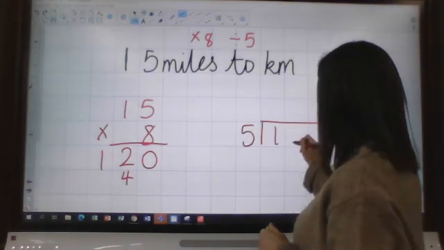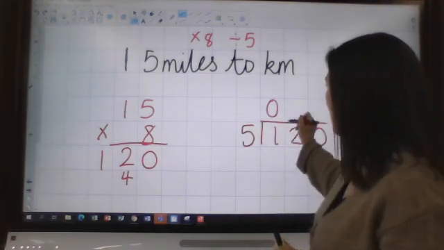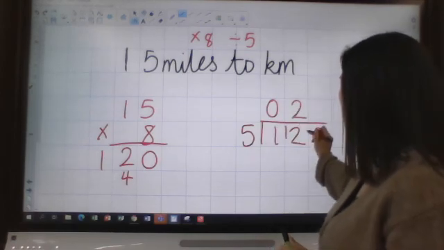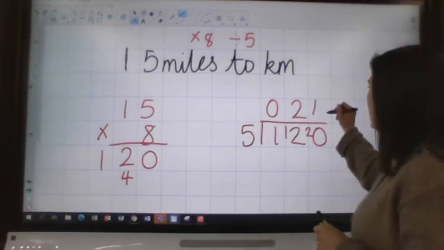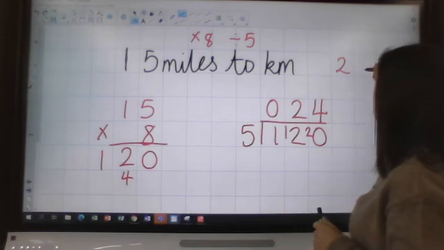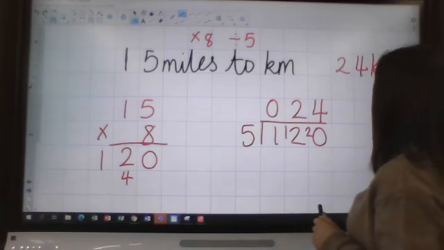5's into 120. Can't do that one. 5's into 12 is 2.